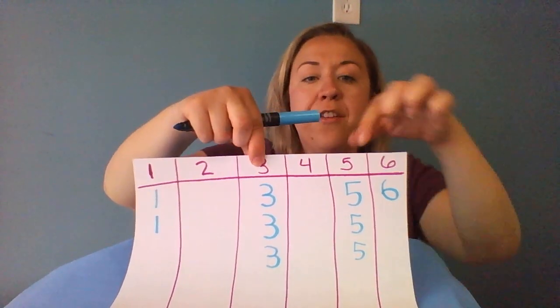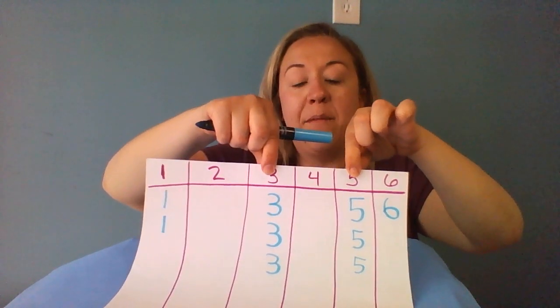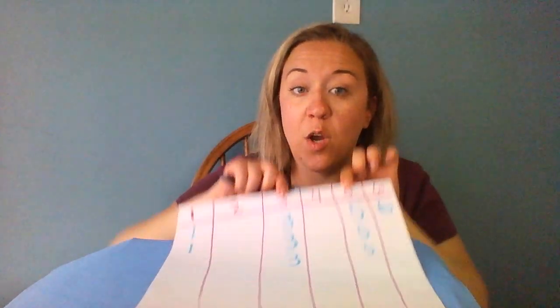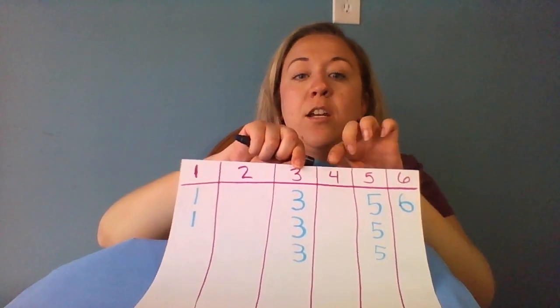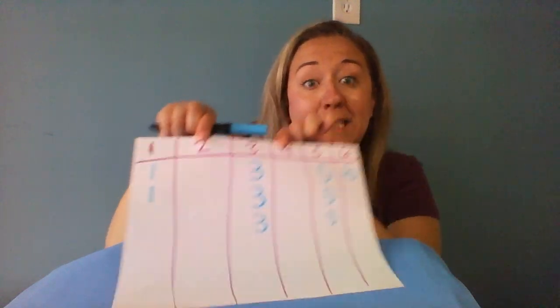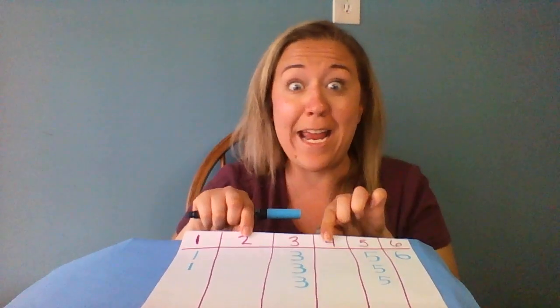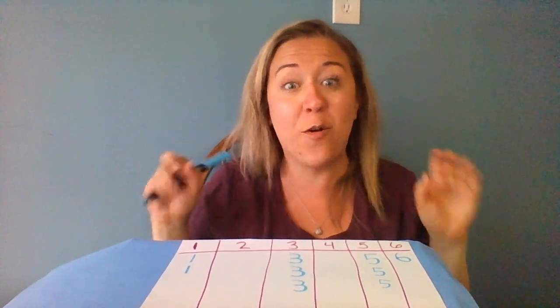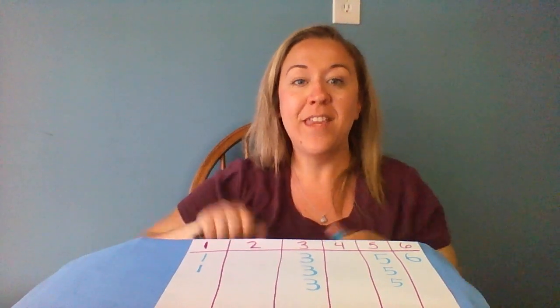So the 3 and the 5 we rolled the most times because we rolled both of those 3 times. The 4 and the 2 we rolled the least because we didn't get any. We have 0 4s and 0 2s.